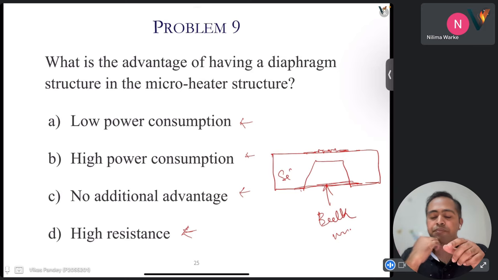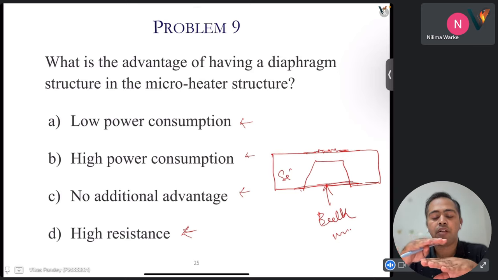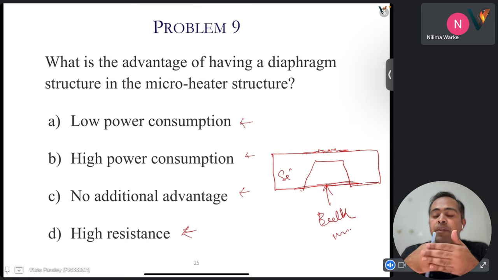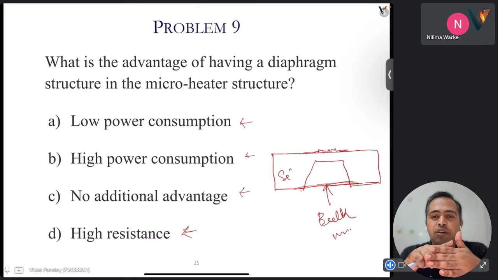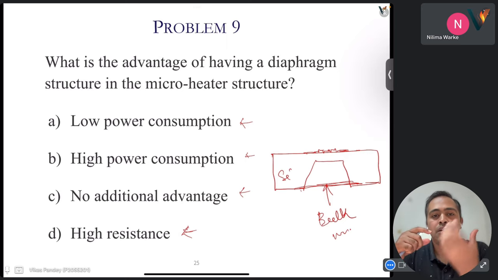Any filament or heater structure will be dissipating heat on both sides. And if we have a thick structure below, it will be taking a lot of heat. Silicon is a very good thermal conductor, so it will easily dissipate the heat. That is the reason a diaphragm-like structure is formed. When it is formed, for the same amount of voltage, the heat produced will not go out.